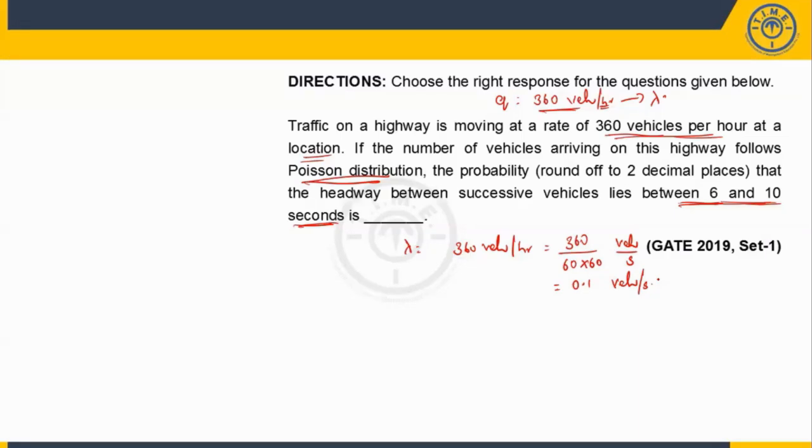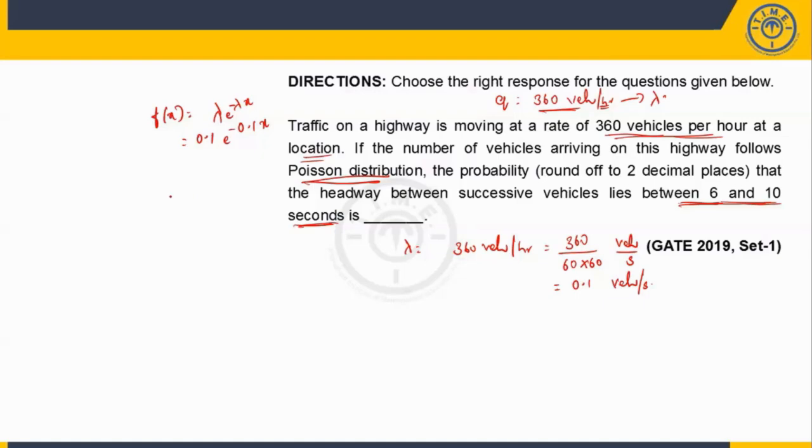So now what I can write is: for number of vehicles arriving by Poisson's distribution, the formula is f of x is equal to lambda e power minus lambda x. Sorry, lambda e power minus lambda x. Very good. 0.1 e power minus 0.1 x. Am I right? Yes, sir.